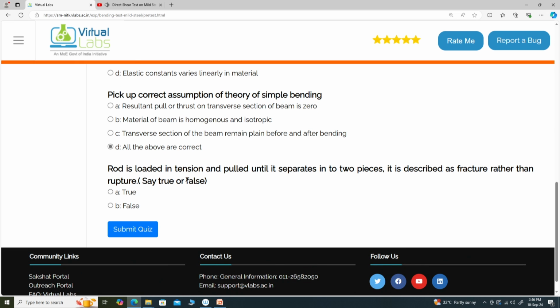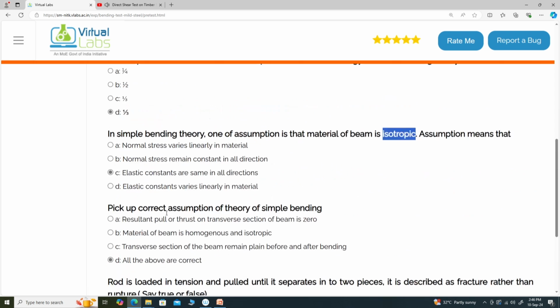Rod is loaded in tension and pulled until it separates into 2 pieces. It is described as fracture rather than rupture. So when it is separated into 2 pieces, they say it is fracture. No, we should say it false. Let me submit the quiz. 7 out of 7. So all the questions are correct.